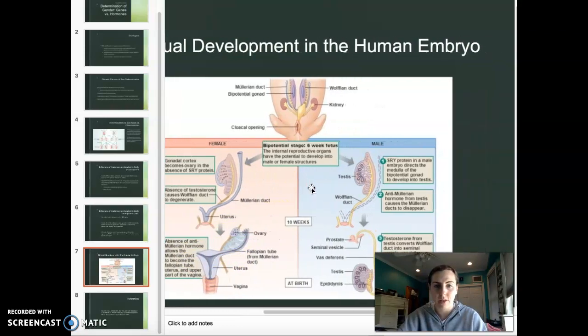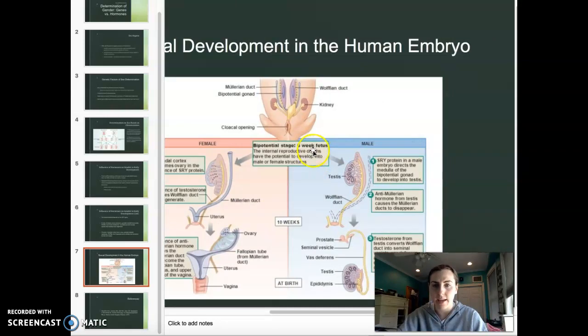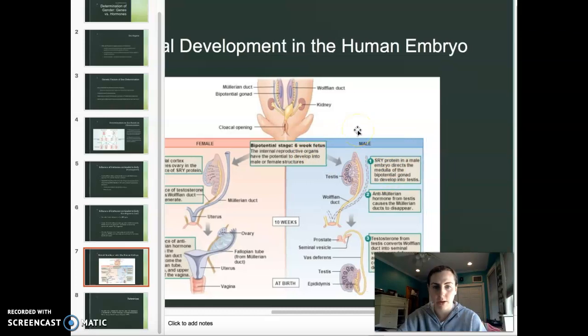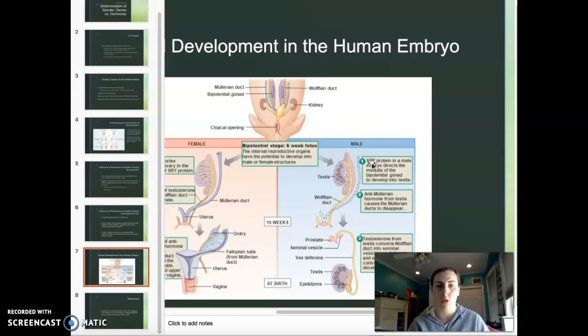With the male, on the other hand, once again after 6 weeks into fetal development, the internal reproductive organs have the potential to develop into the male structures if they're not developing into the female structures. In the male, the SRY protein in a male embryo directs the medulla of the bipotential gonad to develop into the testes. The anti-Müllerian hormone from the testes causes the Müllerian ducts to disappear, as you can see here with the Wolffian duct.